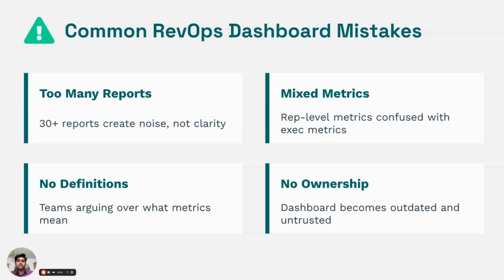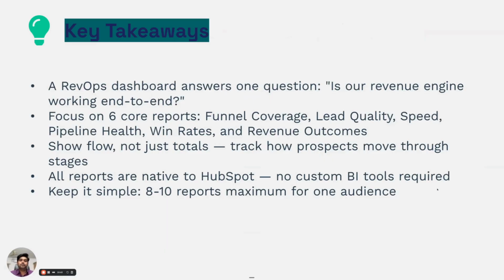Mistake number 3, no definitions. If your teams are arguing about what an MQL actually is, your dashboard is useless. Get your alignment on definitions first. And finally, no ownership. If nobody owns the dashboard, it becomes outdated, untrusted. Assign an owner, make them accountable. Avoid these mistakes, and your dashboard will actually get used. That's the goal.